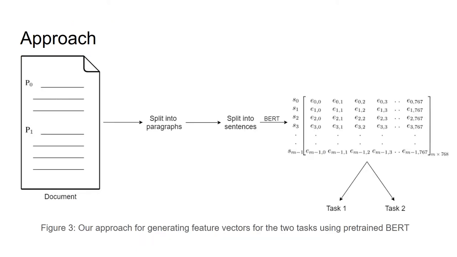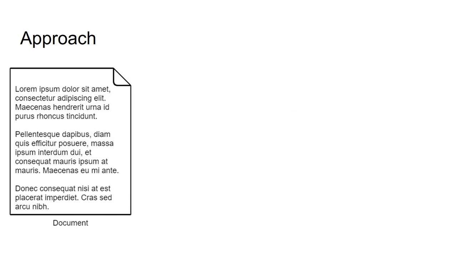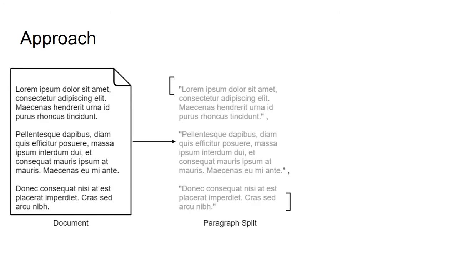So here's our approach. Given a document, the first thing to do was to split it into paragraphs, and in turn split those into sentences, which we then pass through BERT, which provides us with embeddings. We then took these embeddings and processed them specifically for task 1 and task 2. I'll now explain this whole approach with an example. Firstly, we have a document here which has three paragraphs. Each paragraph has two sentences. Splitting on paragraphs was fairly straightforward to do.